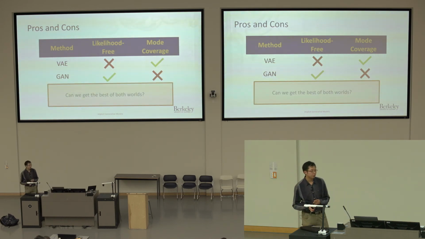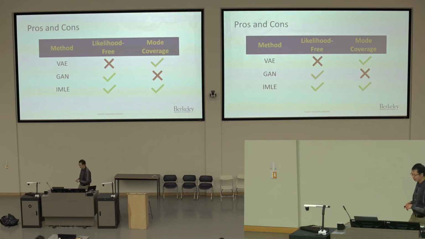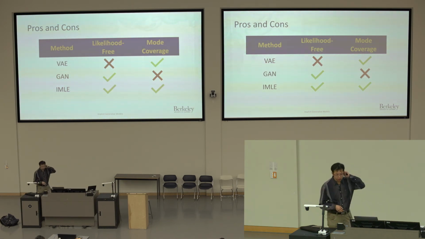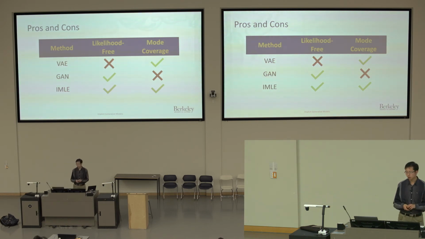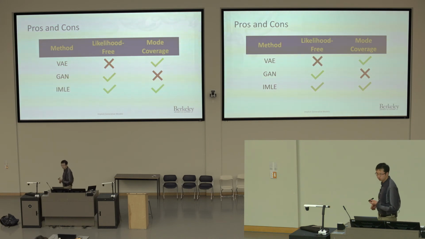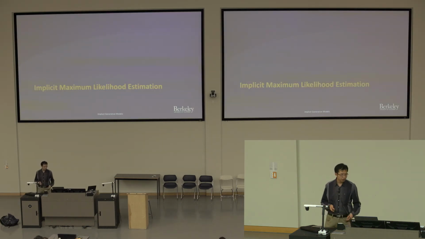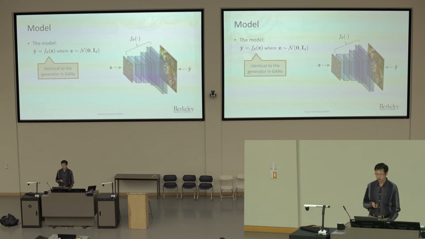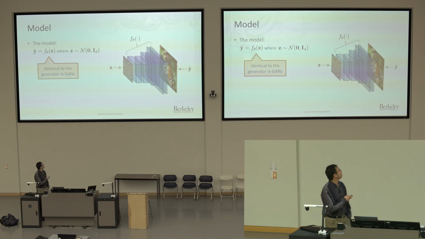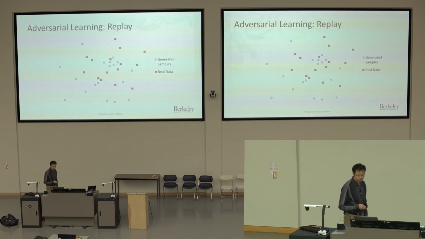Now, can we actually get the best of both worlds? And yes, we actually can. So I'm going to talk about this other method that we developed last year, called implicit maximum likelihood estimation. It's hoped to address both of these issues. It's both likelihood free, and it also covers all the modes. The model we're going to consider is the same as the generator in GANs. Just to remind you, we draw some random vector from a Gaussian, and then pass it through a deterministic transformation to obtain our sample.